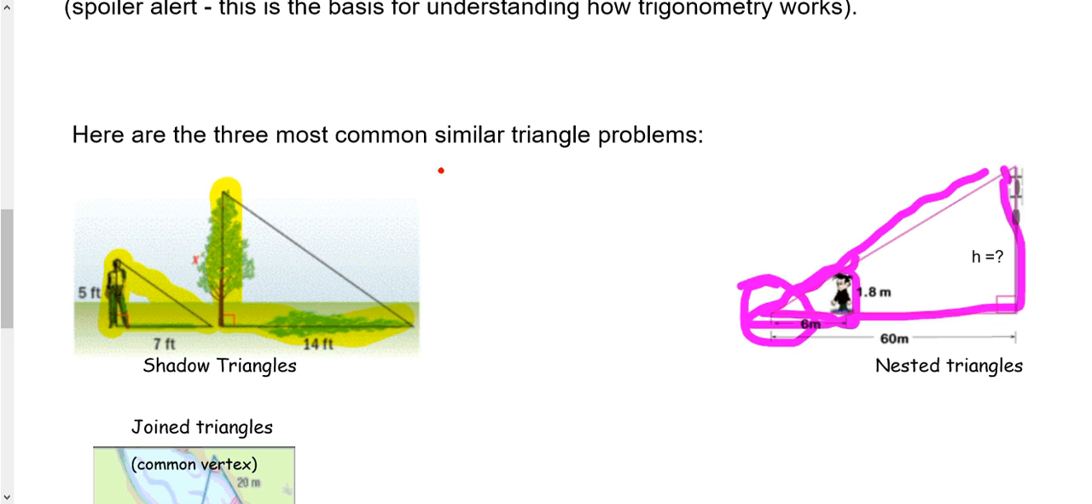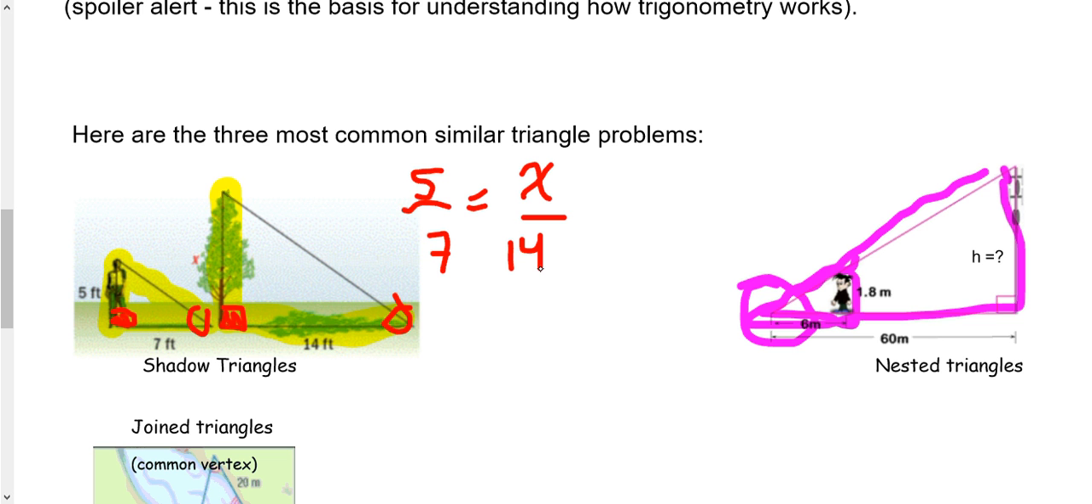So we've got a fella, he's 5 feet tall, and his shadow is 7 feet. And we're going to say that's similar to the other triangle because they have a similar angle here and a similar angle here, and they both have a similar 90-degree angle right there, so they qualify. So we don't know how tall the tree is, so we're just going to make that an X. But we do know the length of the tree shadow is 14.